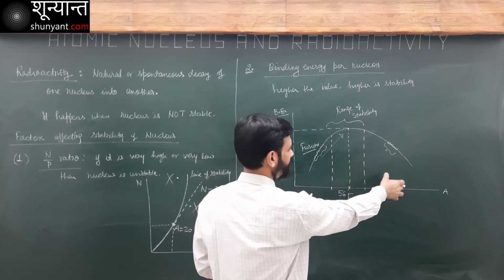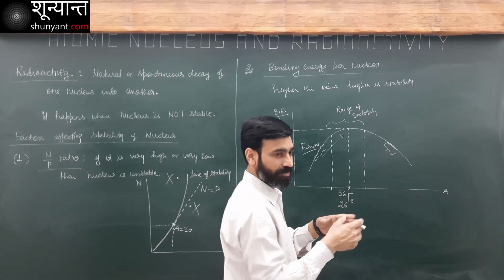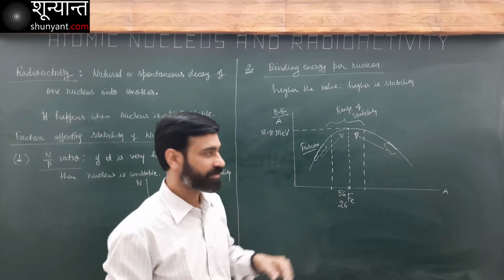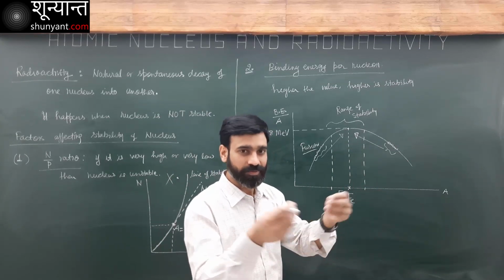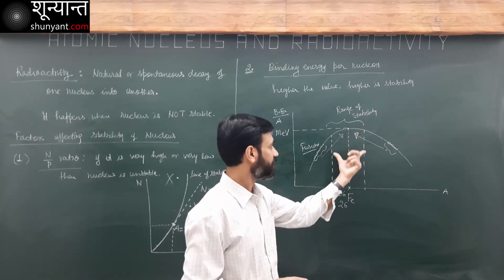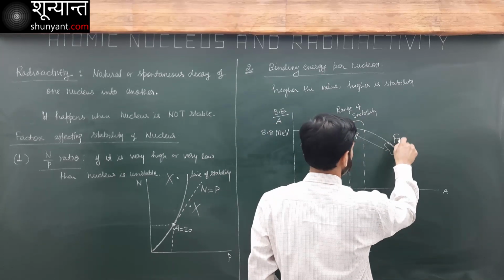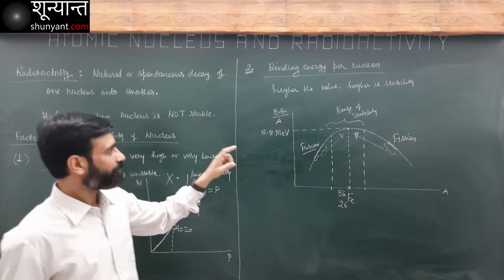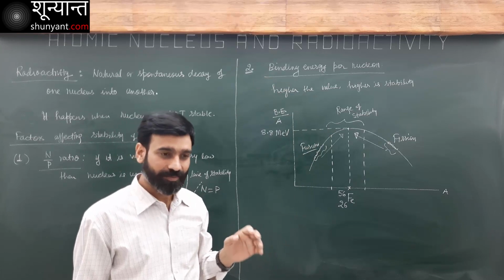Here they already have a very large mass number, so they will break and make lighter nuclei. This is a very heavy nucleus. It is not stable, so it will break into two smaller nuclei. Those two smaller nuclei will be in this range of stability, and this process is known as fission. So this is one very important factor, binding energy per nucleon, which decides the stability of a nucleus.